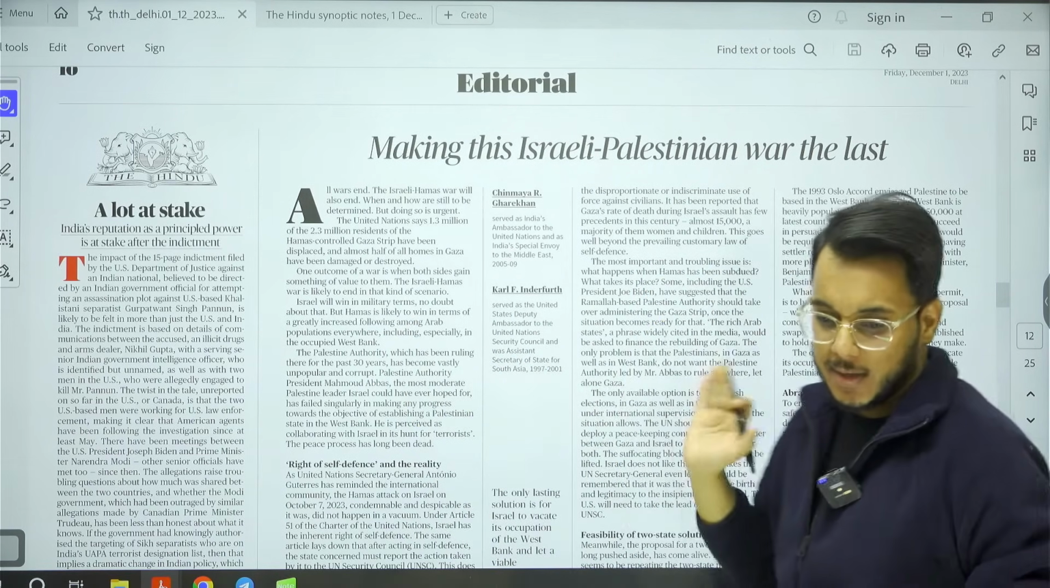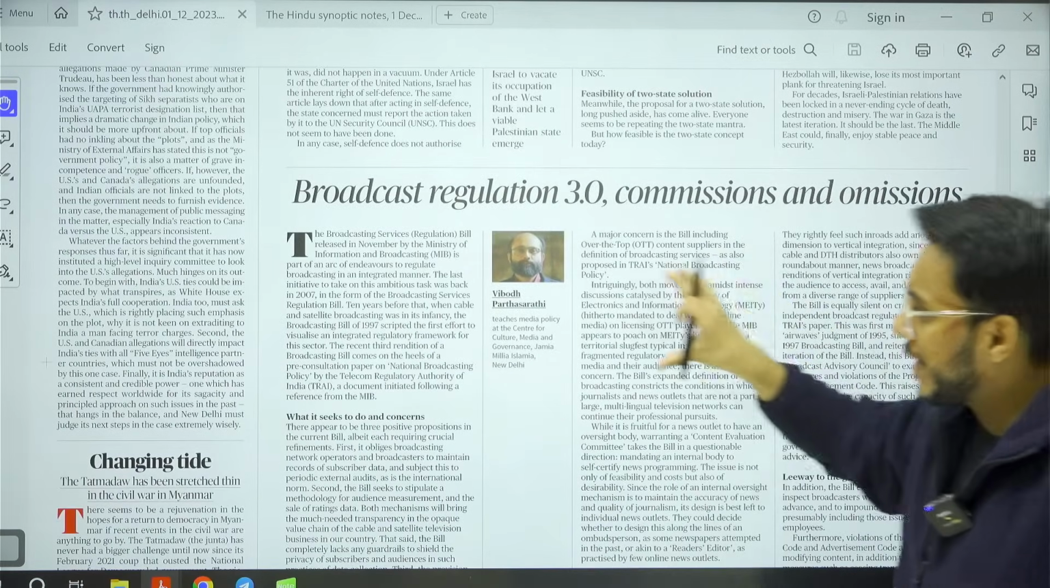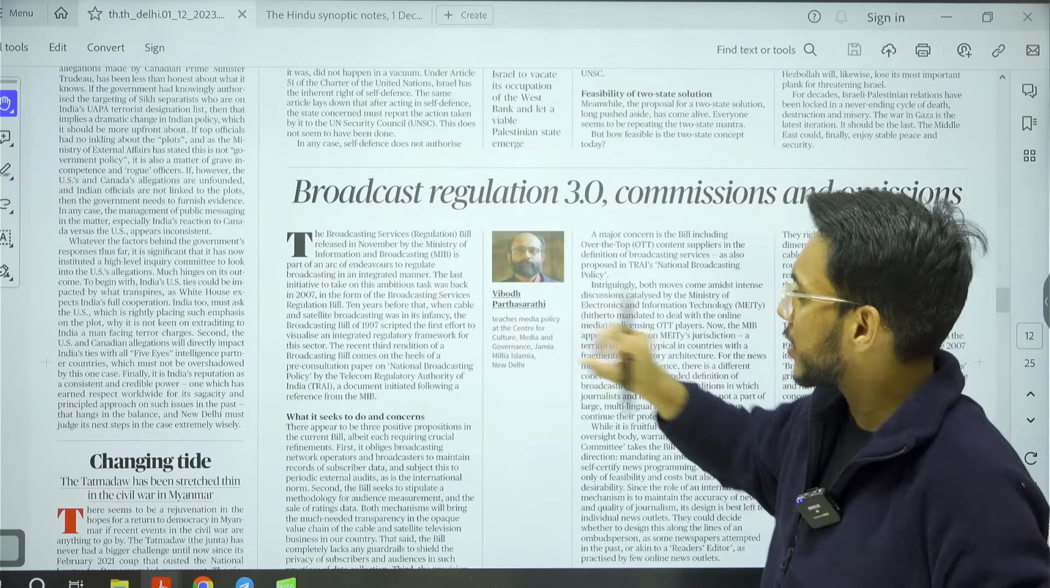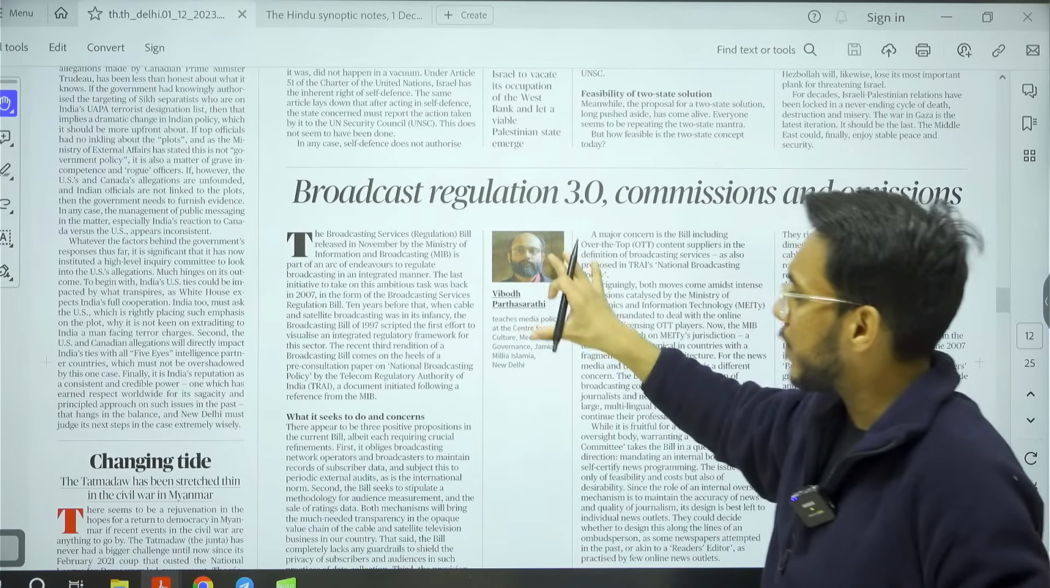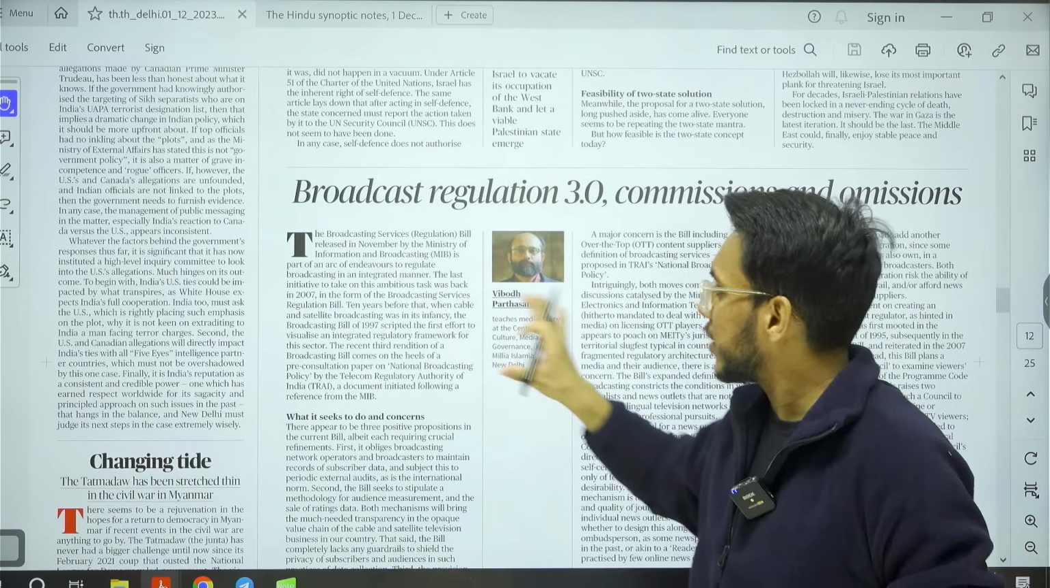Secondly, here we have one more article, "Broadcast regulation 3.0." This article talks about the Broadcasting Services Bill that has recently been released by the Ministry of Information and Broadcasting.